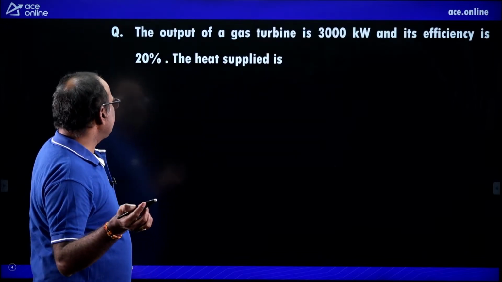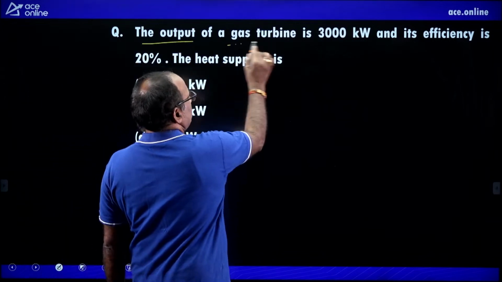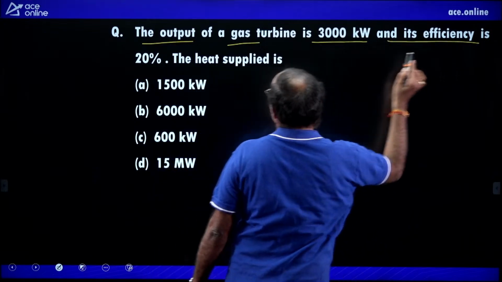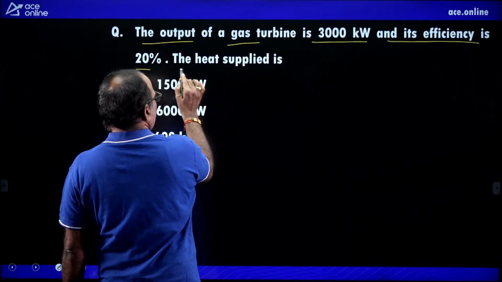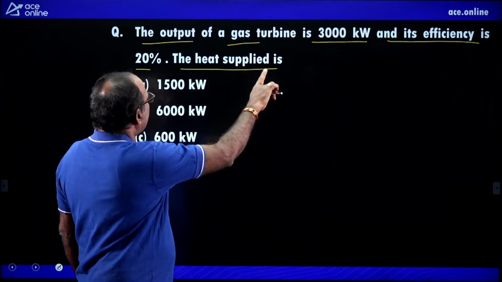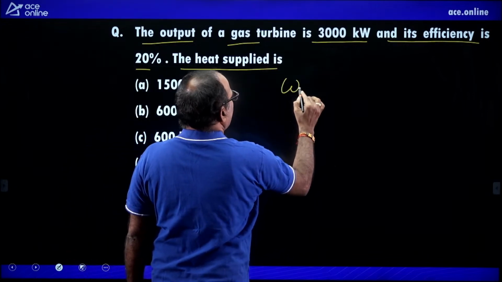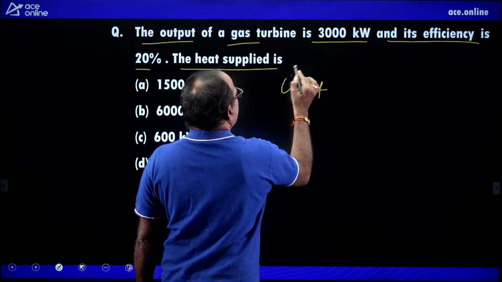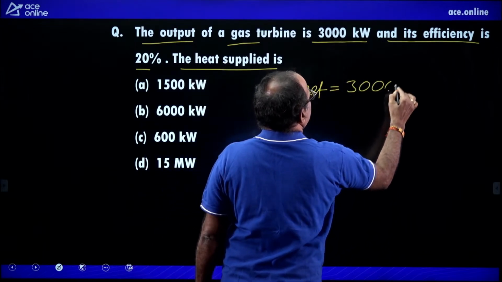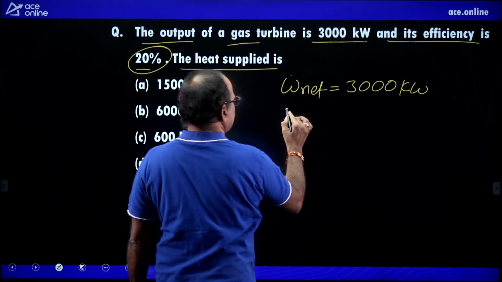Try to read it clearly. It is asked like this. The output of a gas turbine is 3000 kilowatts and its efficiency is 20%. The heat supplied is... gas turbine power output given. The gas turbine power output, that may be net power output. That net power output is ఎంత ఇచ్చాడమ్మా, 3000 kilowatts ఇచ్చాడు. ఎఫిషియన్సీ ఎంత ఇచ్చాడు, 20% ఇచ్చాడు.